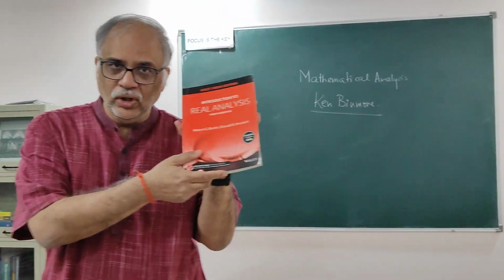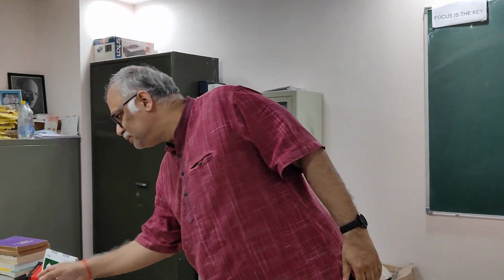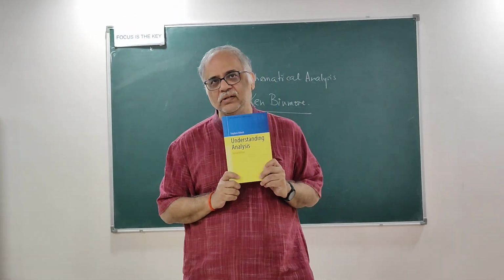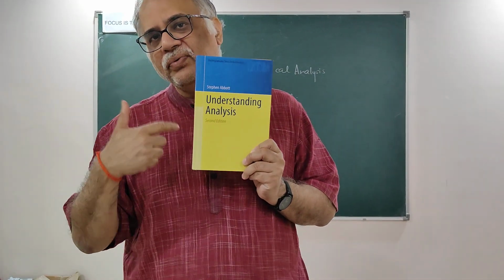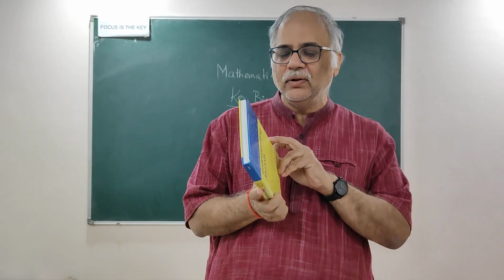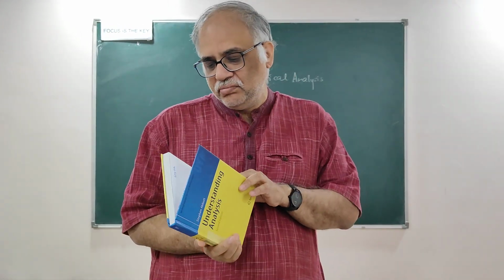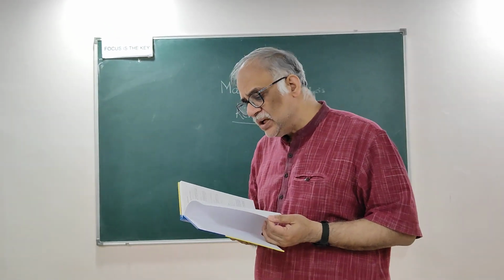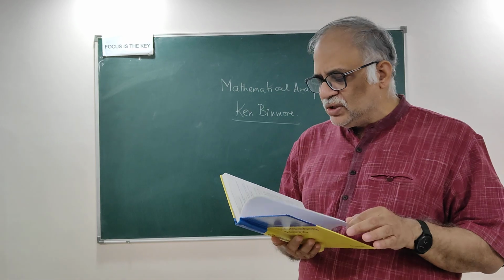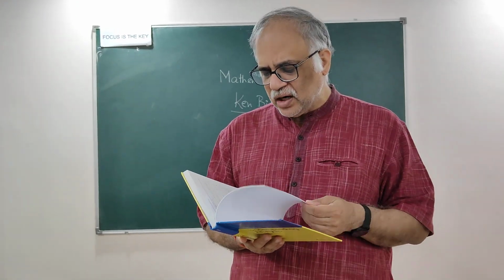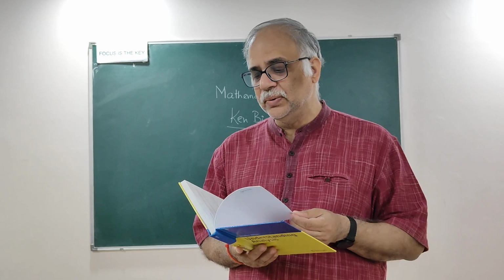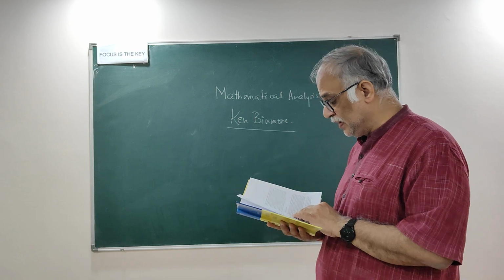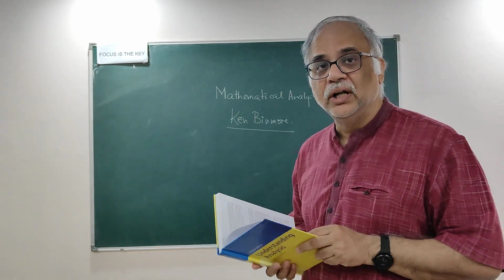Another book which can go as a companion to Bartle-Sherbert is Stephen Abbott's Understanding Analysis. This book is not recommended very much as a text in most courses, because people are so enamored with baby Rudin, but it is very good because it has very good examples, starts in a very logical manner, takes time to develop things, and has a huge number of problems. He also talks at the beginning about his fascination for Bartle and Sherbert.